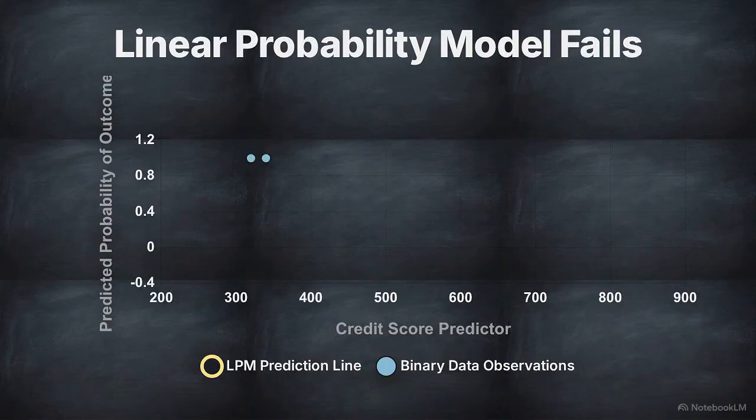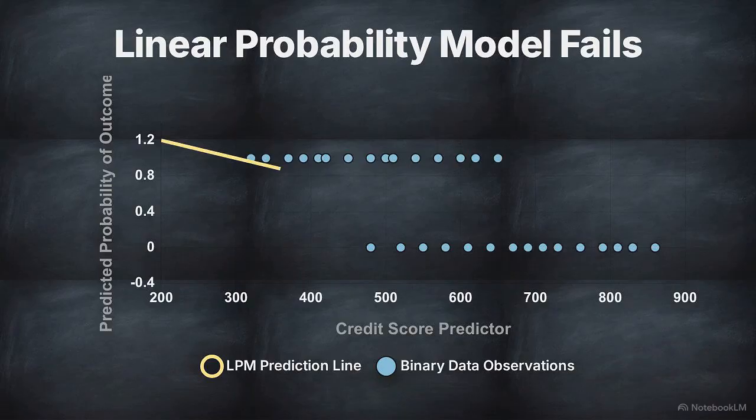The simplest way to build that map is to just apply standard ordinary least squares regression, regressing our binary outcome directly onto our continuous variables. In this context, it is called the linear probability model.